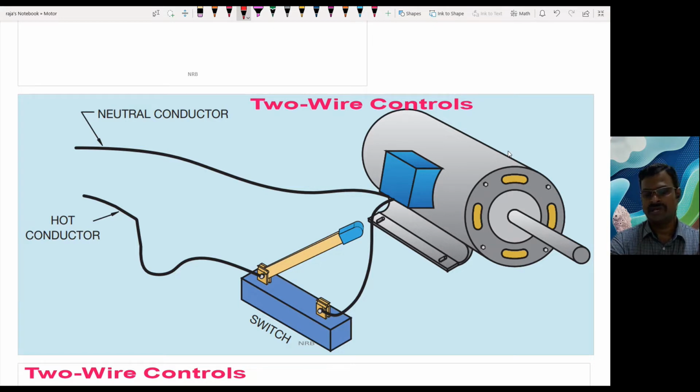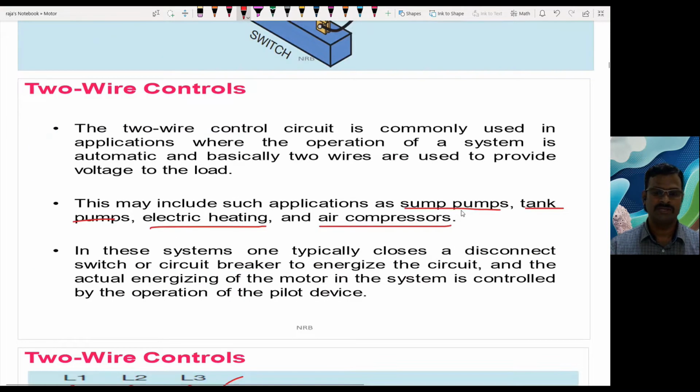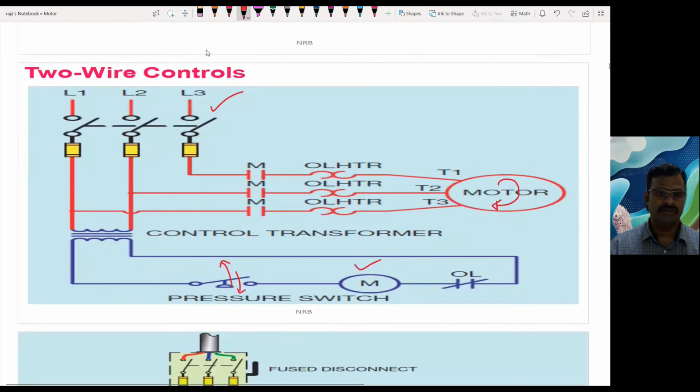Mostly this kind of control can be used in automatic operation of systems like a compressor, heater, air conditioner, and refrigerator. Let us see a few examples of this, and also the ladder logic for the said system. These controls can be used in sump pumps, tank pumps, electric heating, and air compressors. Let us see one example of it.